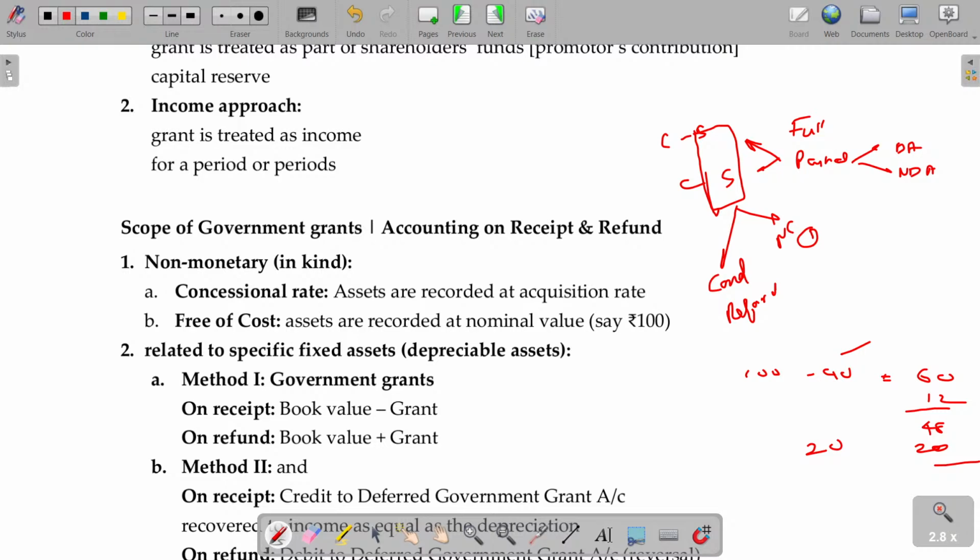I have given the briefing about all the six. Let me solve the illustration with all the provisions so that you will be able to understand these government grants comfortably.